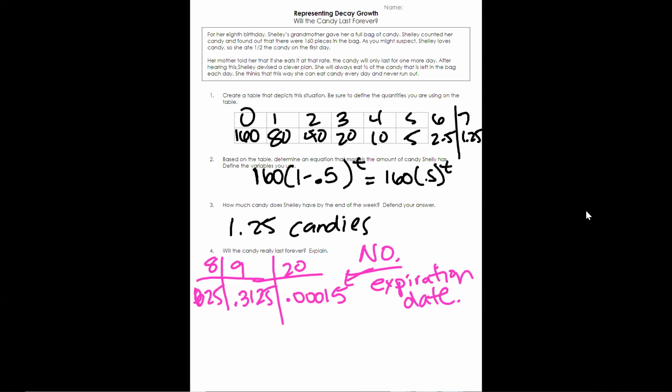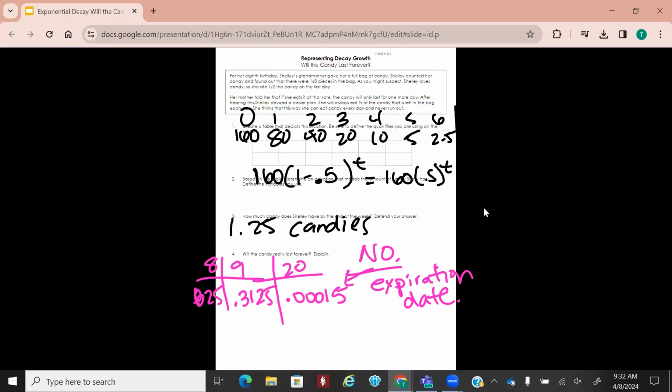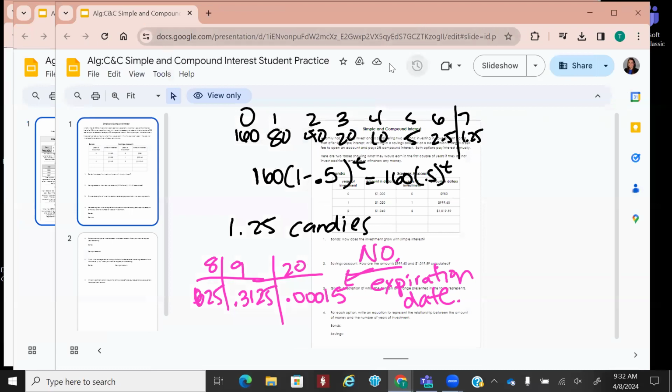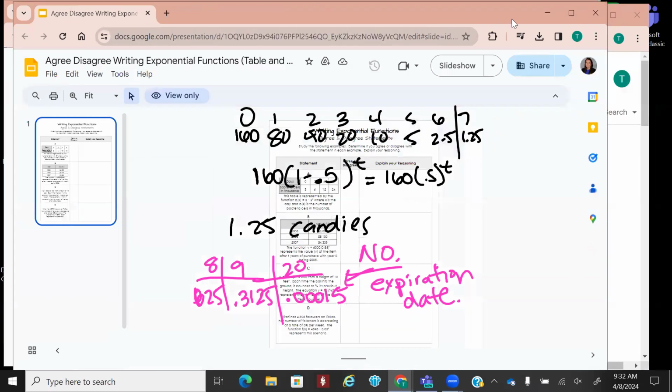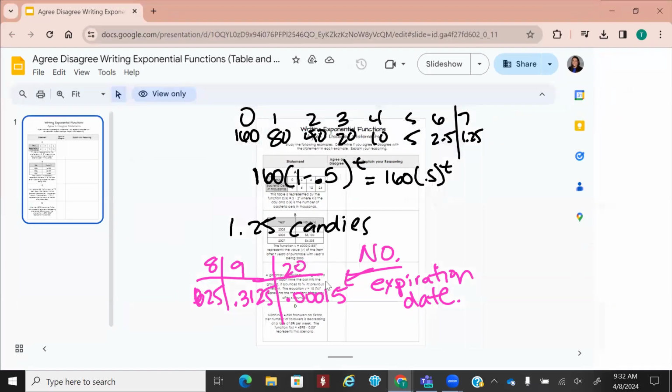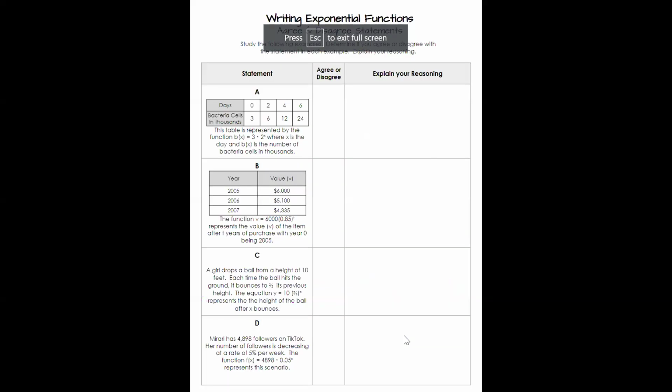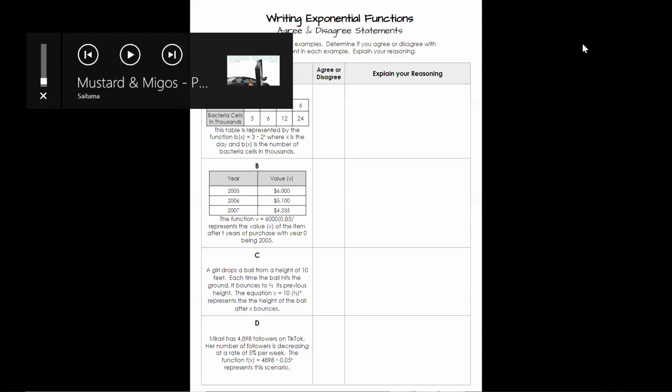Cool. Okay. All right, so go ahead and take a moment. I want you to look at the document that says agree, disagree. This is kind of a, do you understand what's going on type thing. I want you to agree or disagree on this document and tell me why. I'm going to give you about 8 minutes. Okay, this is what I got. Again, this is just a, hey, do you understand what's going on?